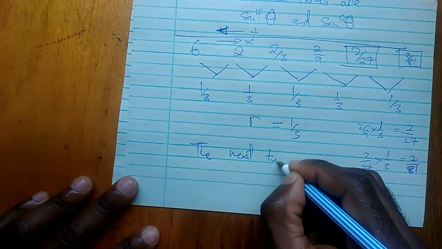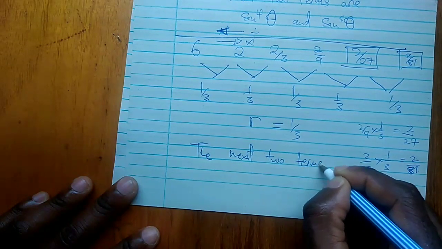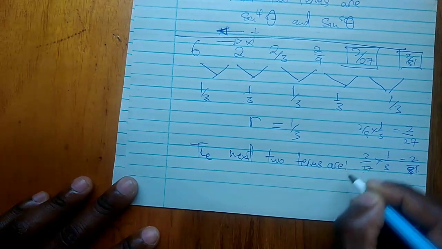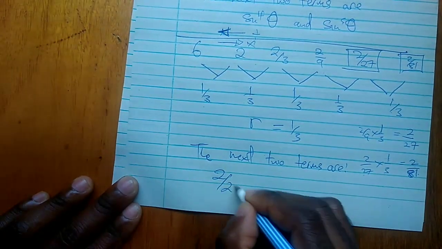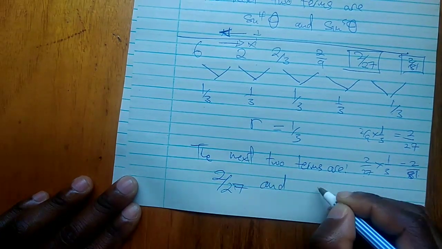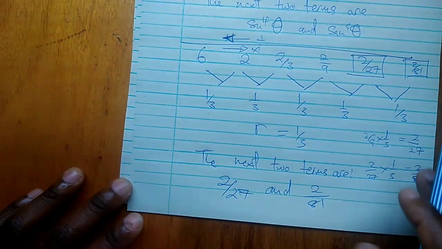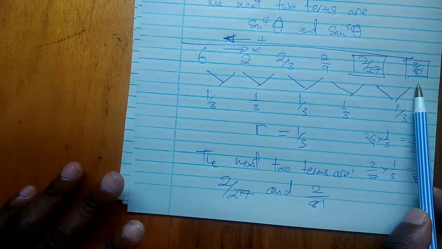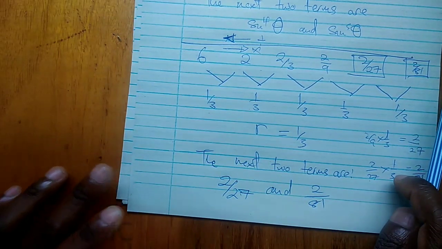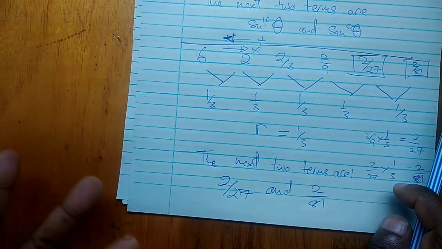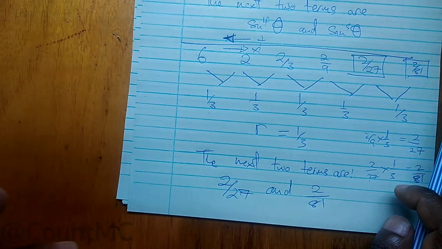The next two terms are 2/27 and 2/81. So in this video, we've done how to find the next two terms. What about if they say find the 100th term or find the 1000th term?